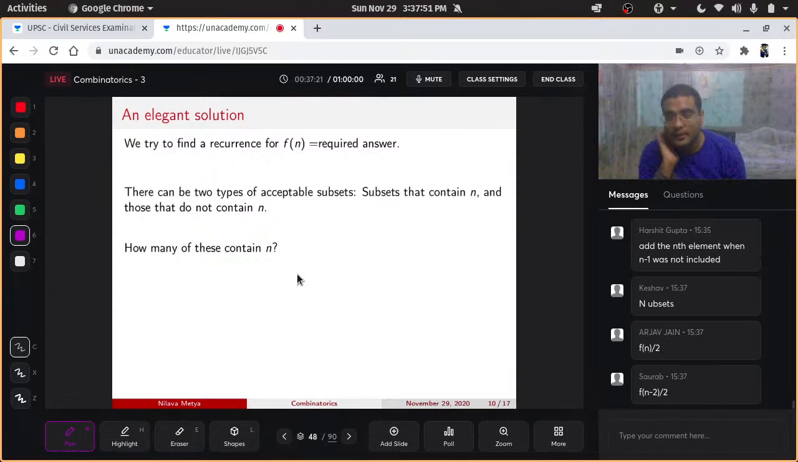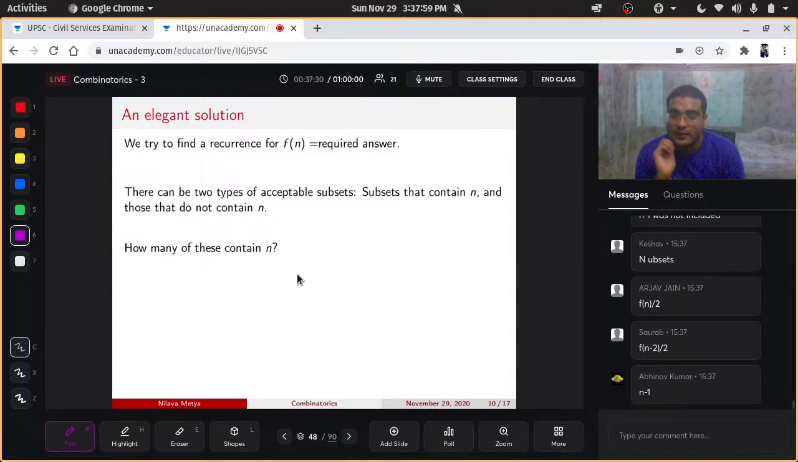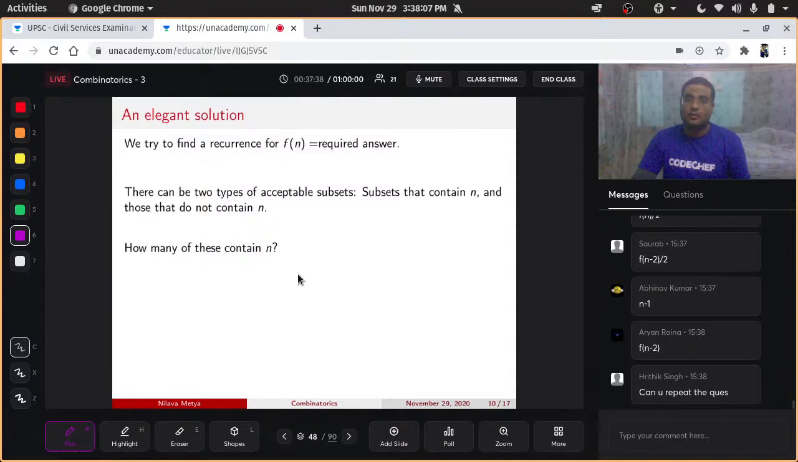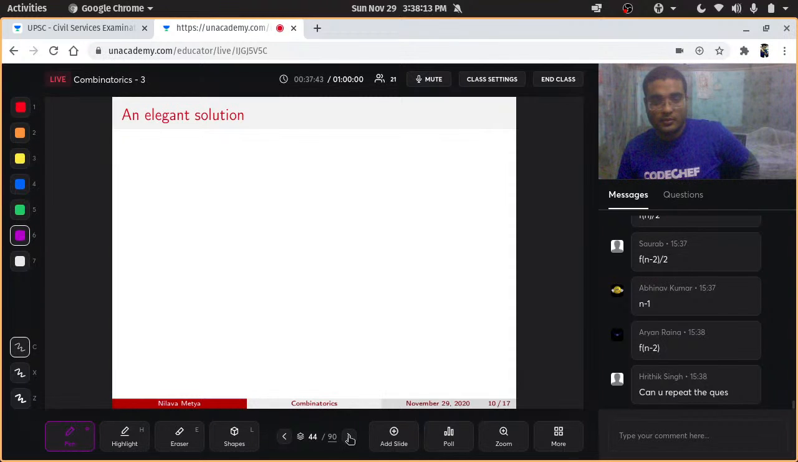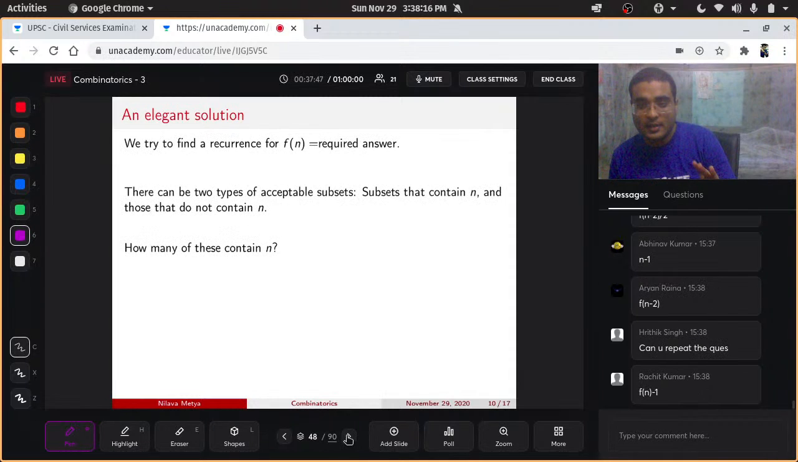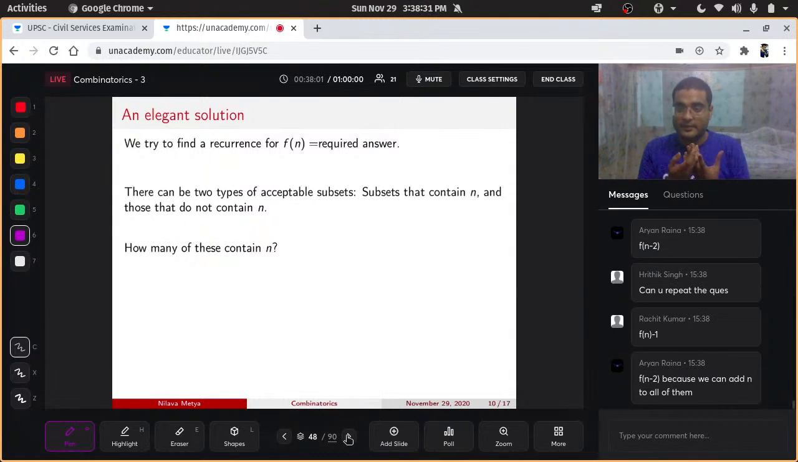Any other guesses? f of n minus 2 by 2, that is another answer. Someone has said n minus 1. I'm asking how many subsets? f of n minus 2. Okay. So I'm asking that if you guarantee that n is present in the subset, how many such acceptable subsets are there which contain n? That is, good subsets.